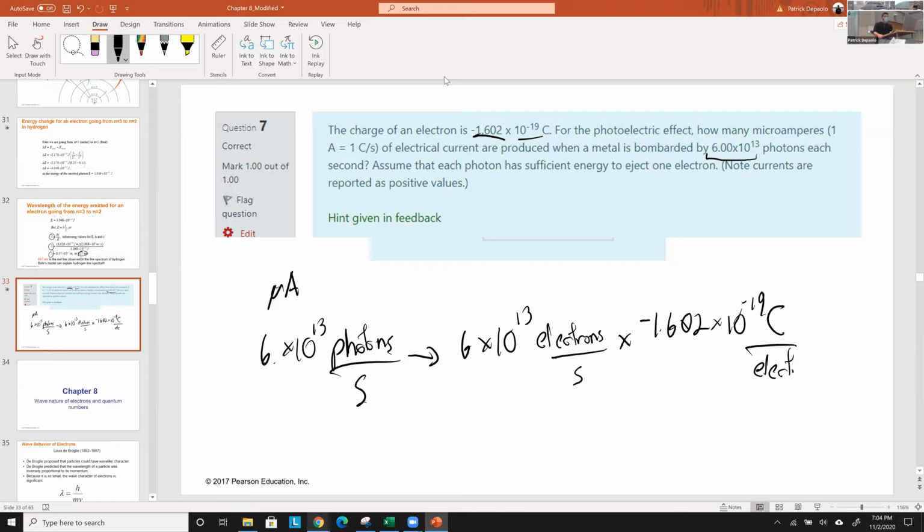So what's the answer for this one? 6 divided by 1.602. We have a winner. 2 winners. Good. Negative 9.612 times 10 to the negative 6. I'll just put negative 9.6 times 10 to the negative 6. This is coulombs per second.